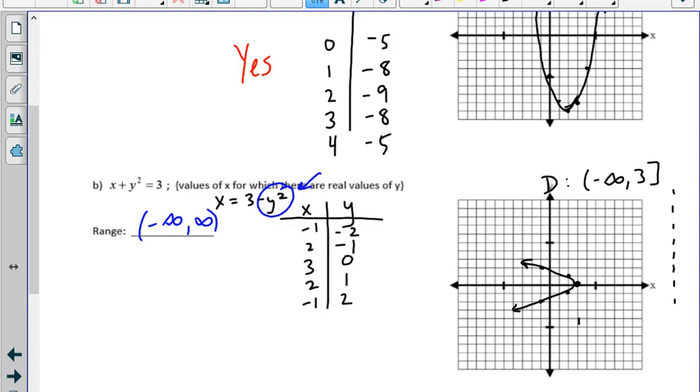Finally, is that a function? It is not a function. It is only a relation because it clearly does not pass the vertical line test at pretty much any value of the domain except for 3.